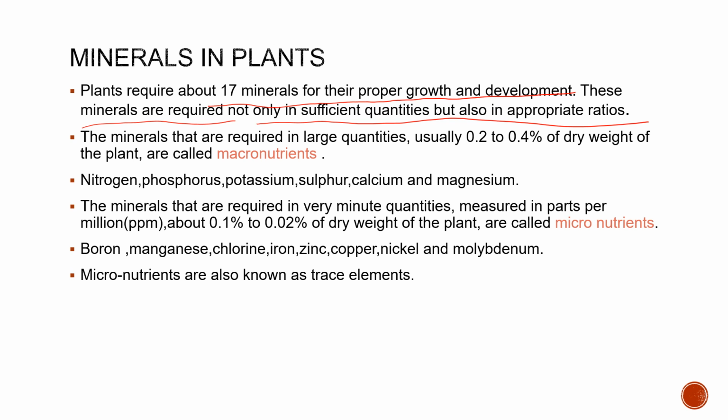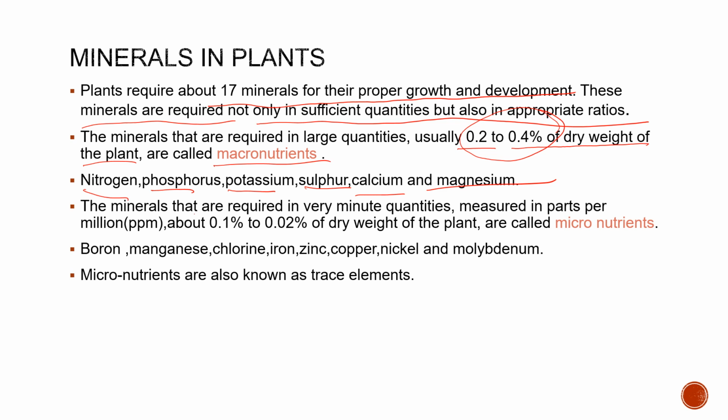The minerals that are required in large quantities, 0.2% to 0.4% of the dry weight of the plant, are called macronutrients. They are nitrogen, phosphorus, potassium, sulfur, calcium and magnesium. These are required in large quantities, that is 0.2% to 0.4% of the dry weight of the plant.